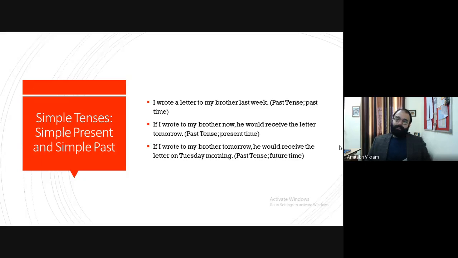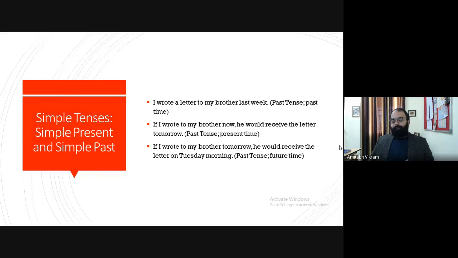But these two examples are crucial. And why are they crucial? Because in one, past tense is indicating present time, and in the next example, past tense is indicating future time. But why and how? Because you see the nature of these sentences. They start with if. If I wrote to my brother now, he would receive the letter tomorrow. So again, wrote is past tense. Would receive is also, would is the past form of will.